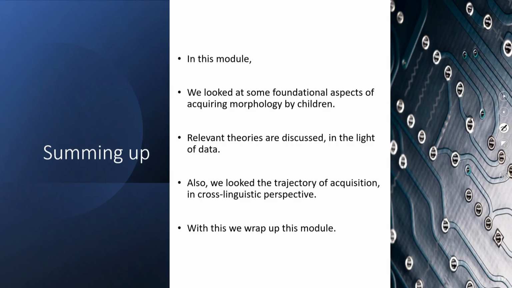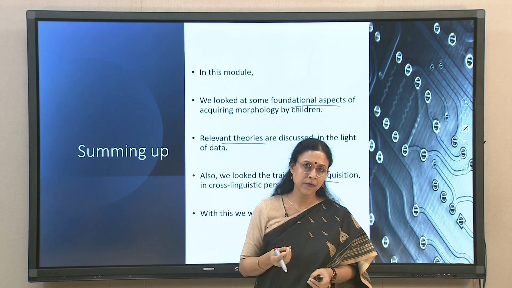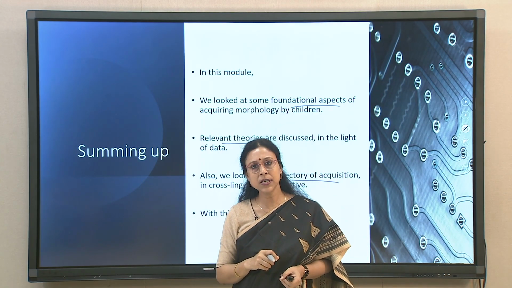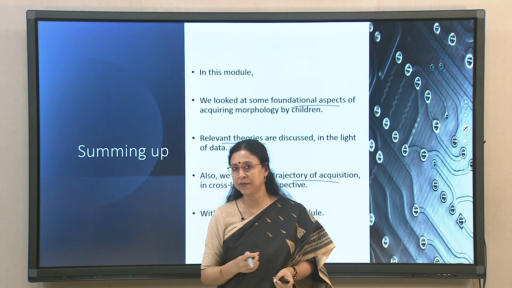To sum up, in this module we looked at some of the foundational aspects of acquiring inflectional morphology by children. Relevant theories have been discussed, as well as some of the important constructs, for example, important debates like the past tense debate and the blocking hypothesis. Everything has been discussed in brief, and we also looked at the trajectory of the acquisition. In a nutshell, this gives you a very brief overview of the acquisition of morphology as far as child language acquisition is concerned.